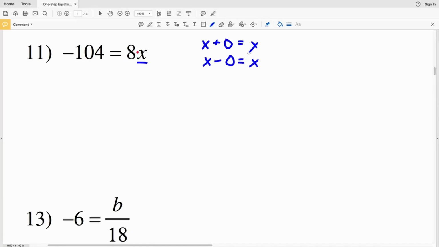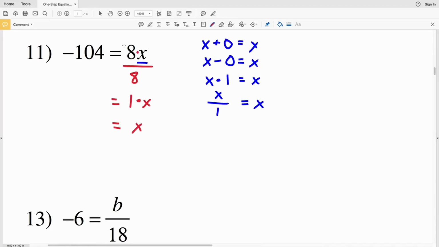So as you see, for addition or subtraction, x plus 0 is equal to x, x minus 0 is equal to x. For multiplication and division, it's a little bit different. X times 1 is equal to x, or x divided by 1 is equal to x. So we need to figure out a way to get this x to be multiplied by 1. Well, if we divide by this 8, 8 divided by 8 is 1. So that's going to leave us with 1 times x, which we know is x.